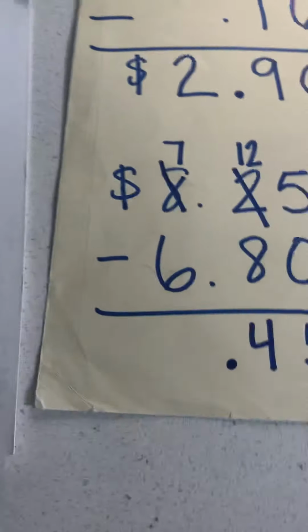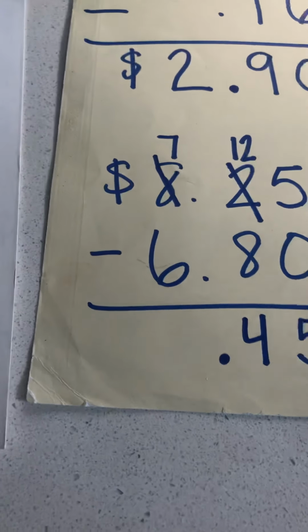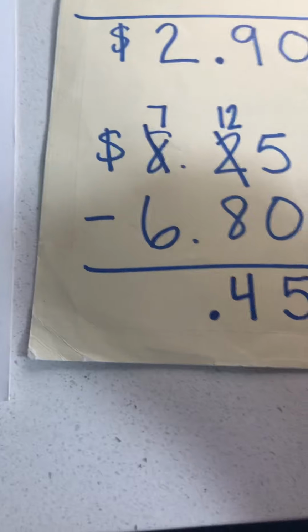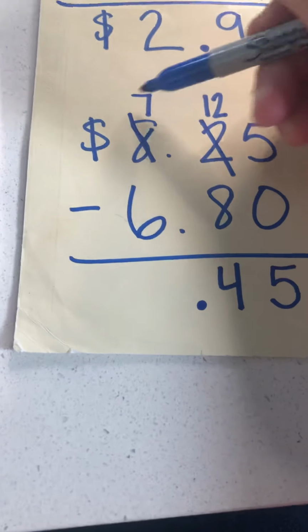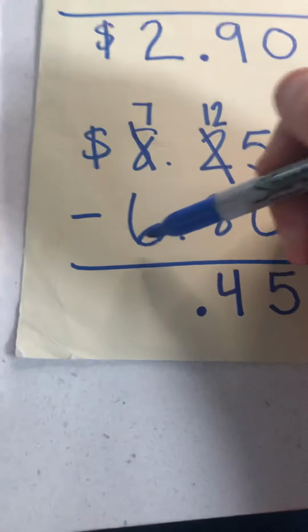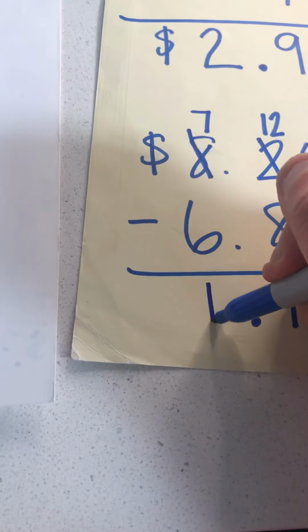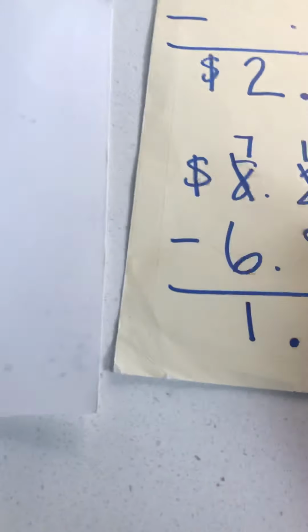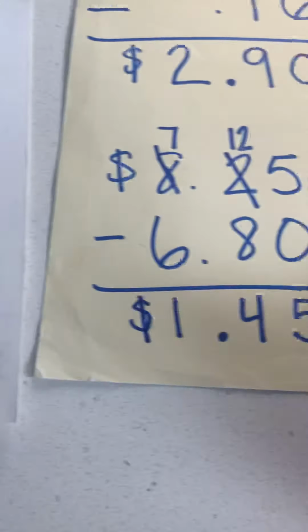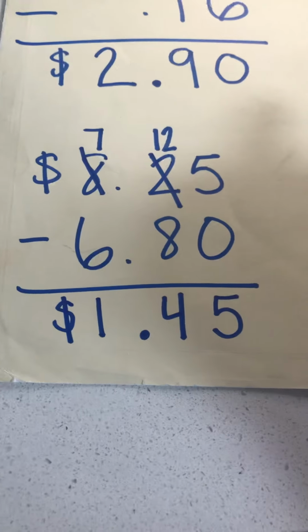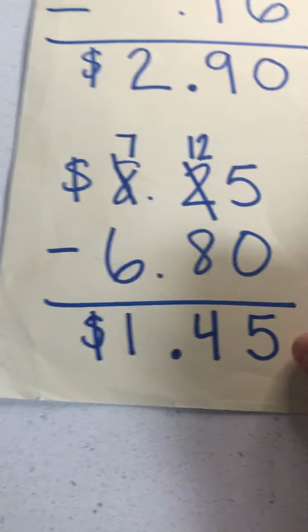Bring down your decimal. Always staying in line. Always making sure it's nice and neat. Then we have $7 up here, and we're taking away 6. That would leave us with $1. 7 minus 6, we have $1. We need to make sure that we know it's money. So $1.45 is your answer.